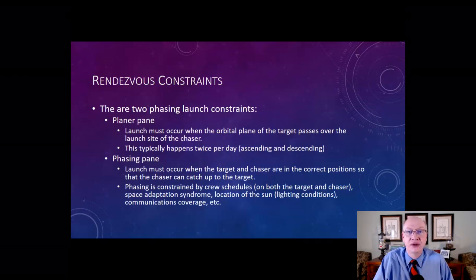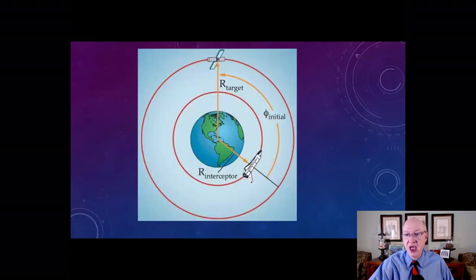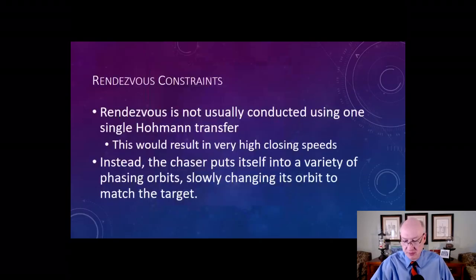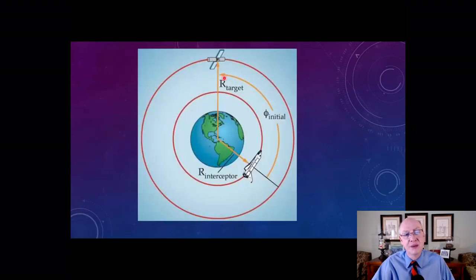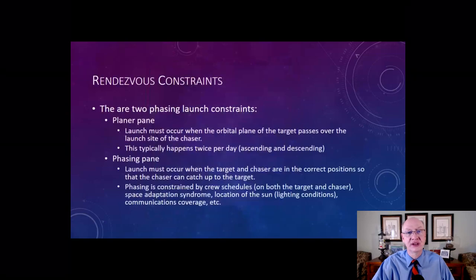Then there is not only the planar consideration, getting into the same orbital plane, but there's a phasing consideration. That is, you need to launch when your target and chaser are in the correct positions so that the chaser can catch up to the target, right? So what you want to do is pick a launch moment in time where there's some angle between the target and the chaser, so that in this changing orbit, as it climbs higher and higher, it will catch up to the target.